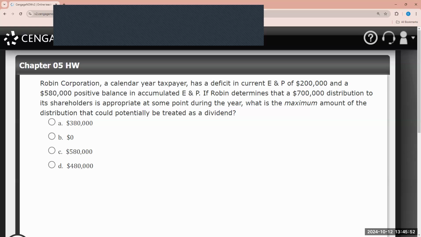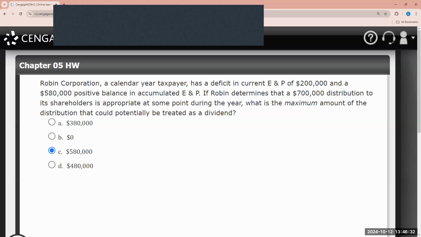So as a result, here we see $580,000 would be treated as a dividend, and this is the maximum distribution that can be treated as a dividend. So in such case, Robin determines that $700,000 distribution to shareholders is appropriate at some point during the year. Again, it ultimately depends on when the distribution is being made. And the maximum amount would be $580,000 if the distribution took place on the first day of the year.